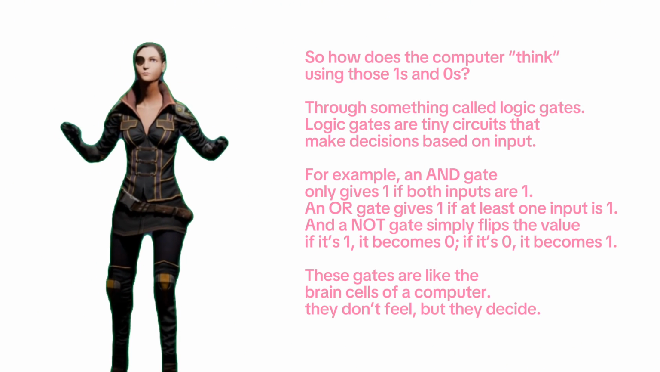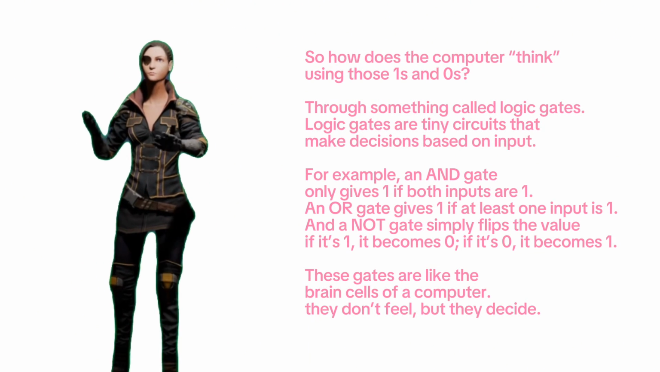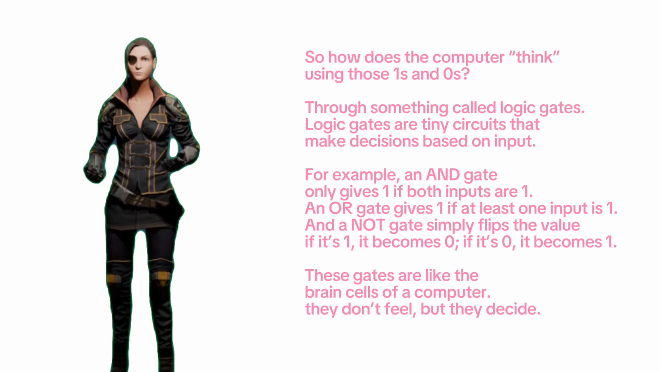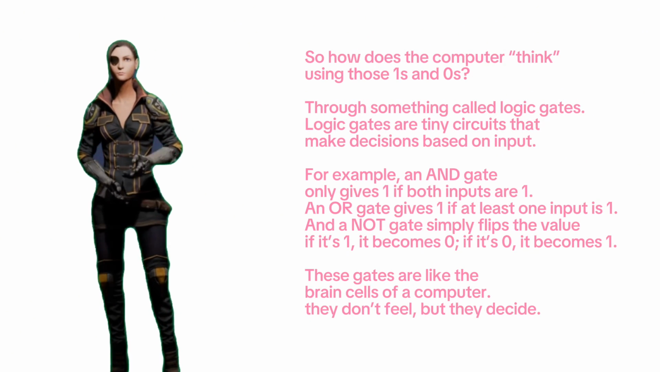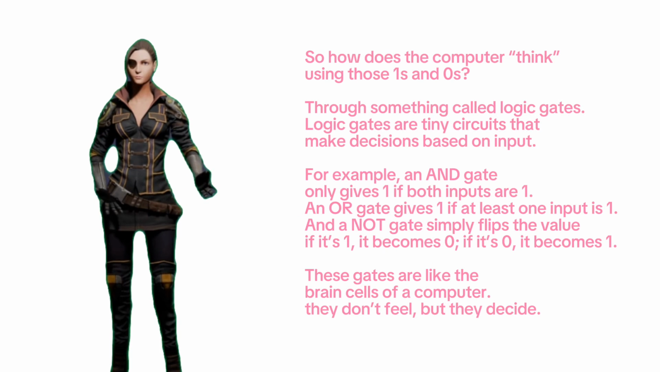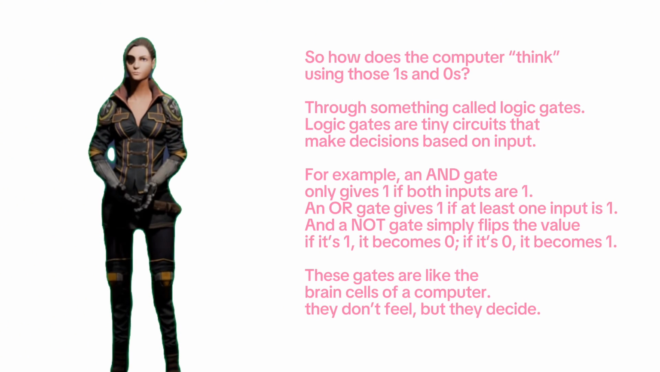And a NOT gate simply flips the value. If it's 1, it becomes 0. If it's 0, it becomes 1. These gates are like the brain cells of a computer. They don't feel, but they decide.